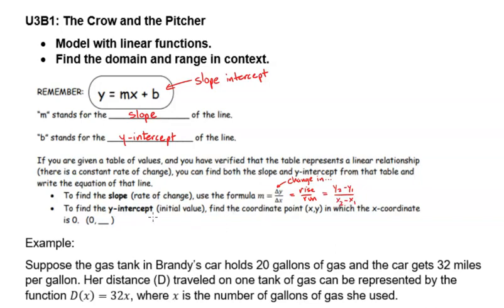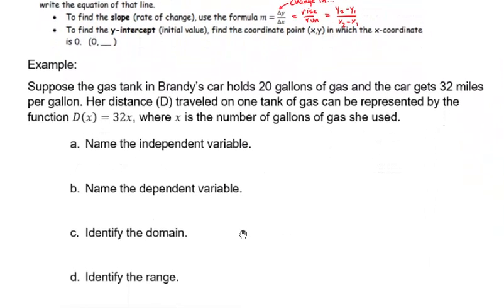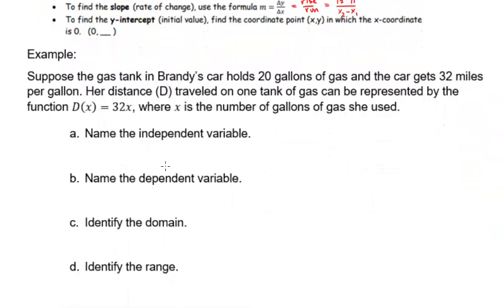To find the y-intercept, or the initial value, we're going to look at our coordinate point x, y, where the coordinate x is 0. So we're going to try and find, okay, whatever variable x is representing in our scenario, when it's 0, what is the y value? Because that is the y-intercept that will show up as b in the y equals mx plus b version of the equation. So let's look at a quick example where we're going to do what's described up there.